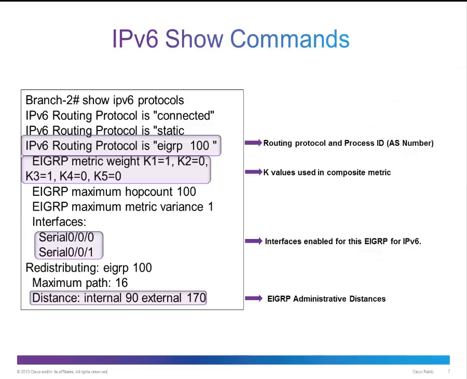The show IPv6 protocols command first displays that the routing protocol being used is EIGRP 100. Then it displays the K metrics. And then if you notice below that, it says interfaces, serial 0/0/0 and serial 0/0/1. These are the interfaces that are participating or enabled for EIGRP IPv6. And on the bottom you see it says distance, internal 90, external 170. These are the administrative distances for EIGRP.